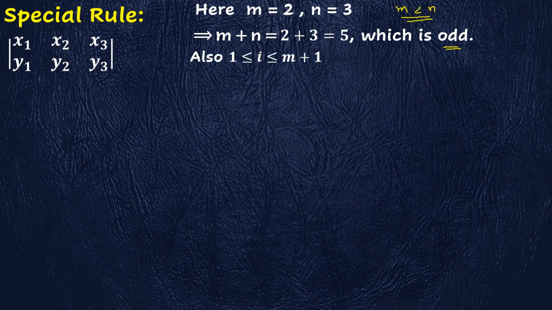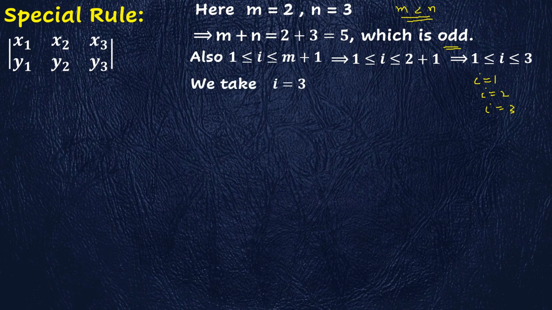So we can insert a row containing each element as 1, 1, 1. For the position of row, we know that I is greater or equal to 1 and less or equal to m plus 1. Replace m by 2 and we get I is greater or equal to 1, less or equal to 3. So we can insert our row at place 1, place 2 or place 3. That is, we can insert the row 1, 1, 1 on first position or second position or third position.